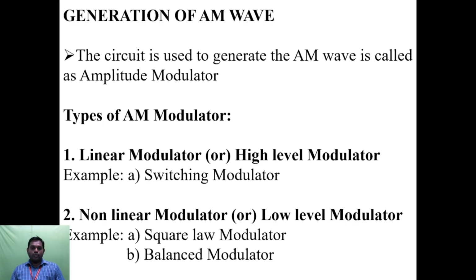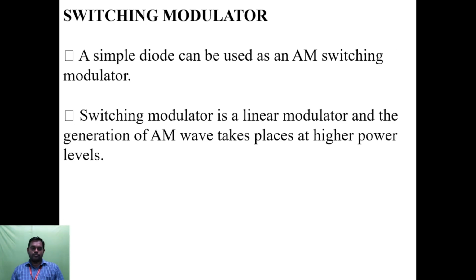Generation of amplitude modulated wave: the circuit used to generate the amplitude modulated wave is called an amplitude modulator. There are two types of amplitude modulators. The first one is the linear modulator or high level modulator, for example the switching modulator. The second one is the non-linear modulator or low level modulator, for example the square law modulator and balanced modulator. So these are the types of AM modulators.